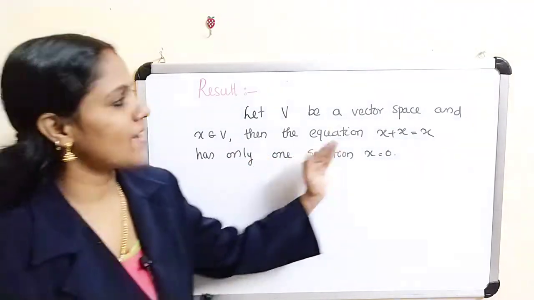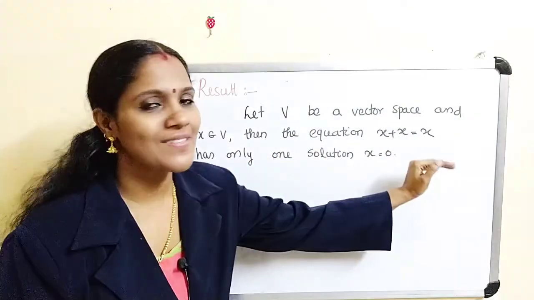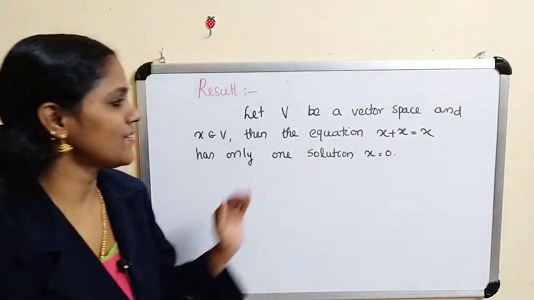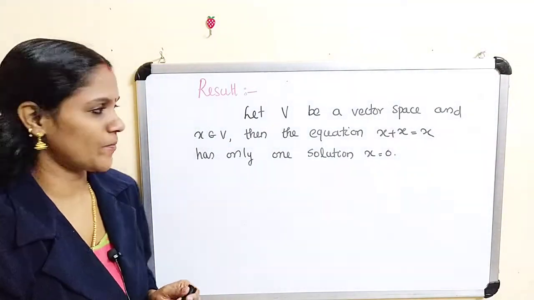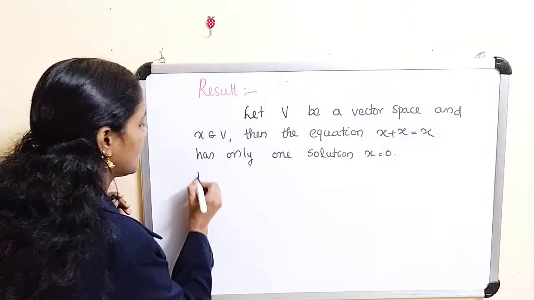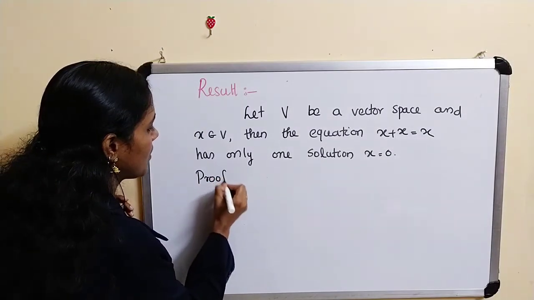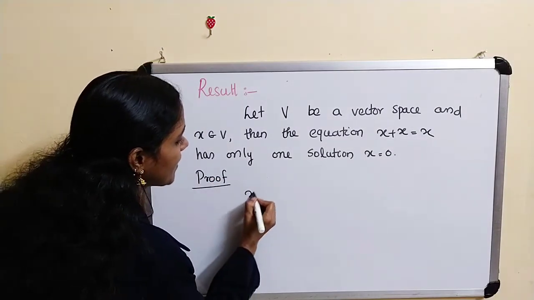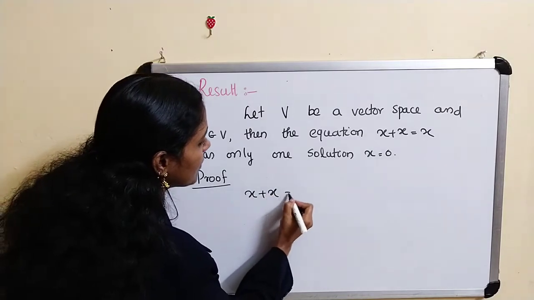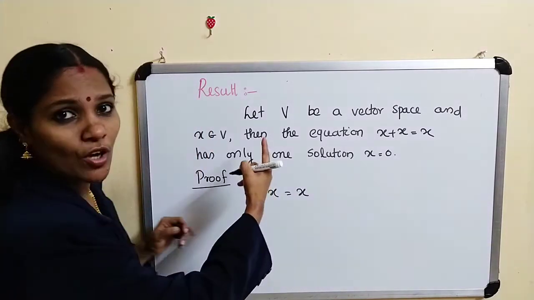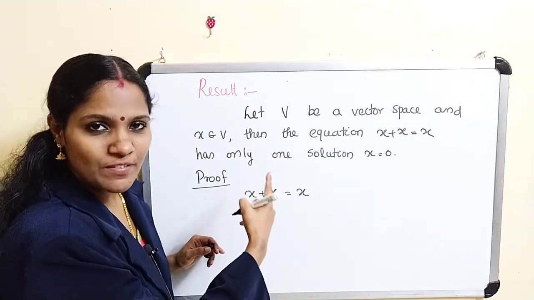The result says that if V is a vector space, x plus x equal to x implies x equal to 0. Okay. Now we will move to the proof. Now what is our given condition? Given condition is x plus x equal to x.